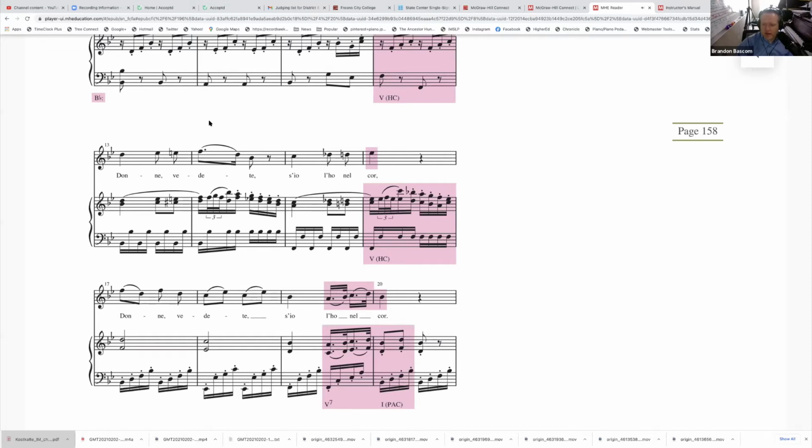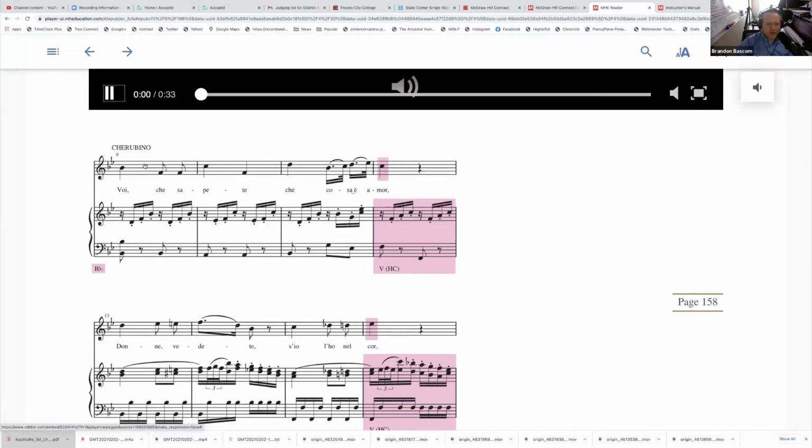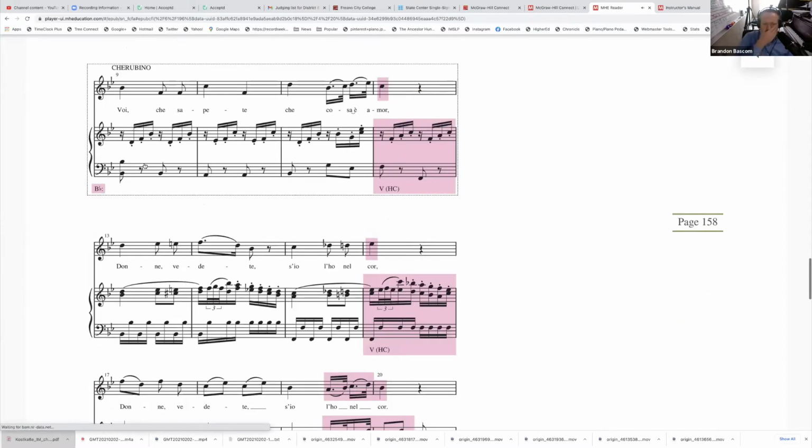Two half cadences. What do you think about that? Example 10-15.